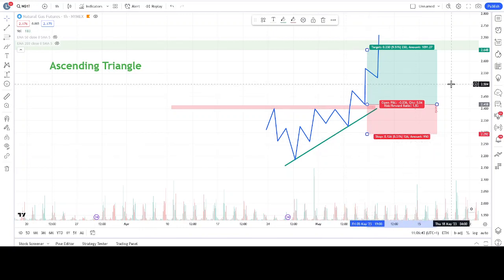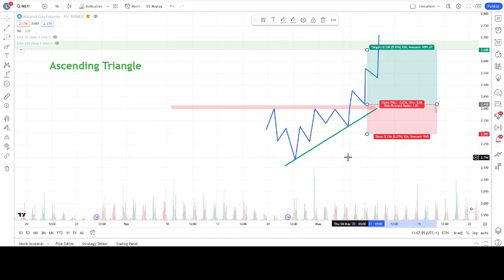So this is going to be our trade here. We have a price target equal to the depth of the triangle, and then we have a stop loss just below the trend line and the last touch on the trend line. So this is how the ascending triangle will look, and this is how we should be treating it.